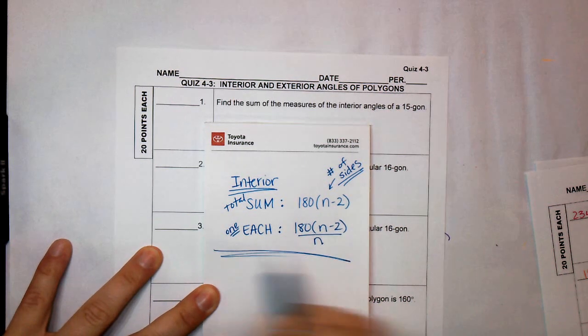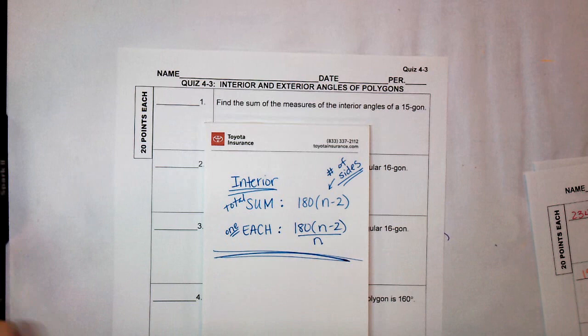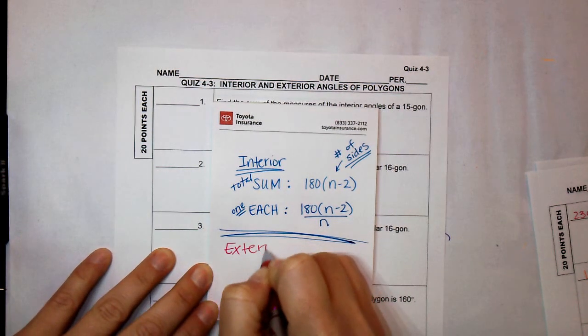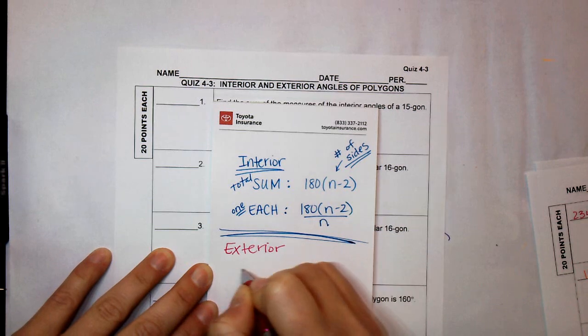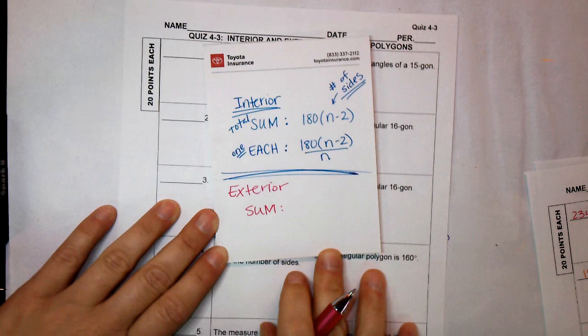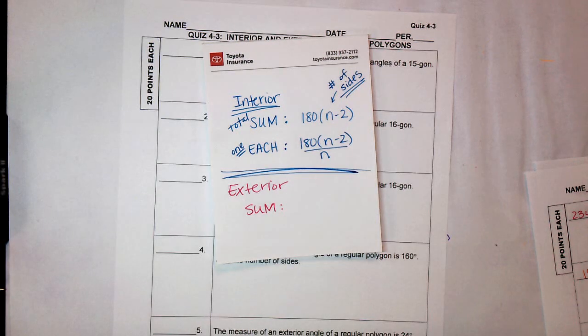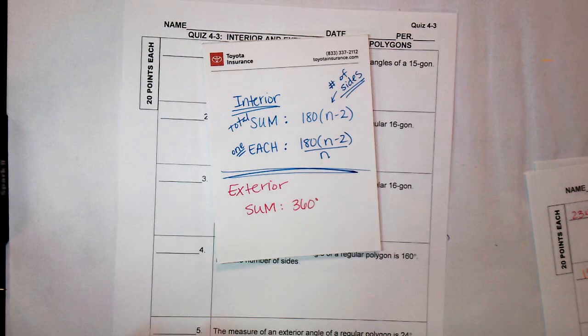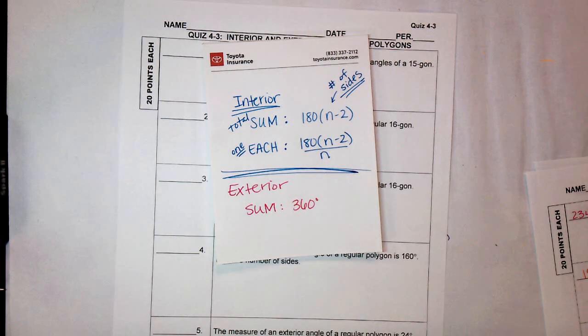That's interior. Now what if we have exterior? Okay, so if I have exterior angles, you still have the sum, right? So I still have a sum, but there's no formula for this. It doesn't matter what the shape is. If they ask you for the sum, the answer is 360.